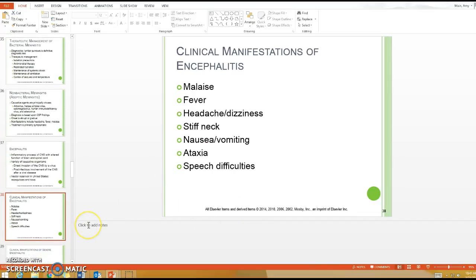So how does encephalitis present? A general feeling of malaise, not feeling good, a fever, headache, dizziness, a stiff neck, nausea, vomiting, ataxia, which is where the body's not doing what you want it to do, and speech difficulties. It doesn't sound that different from a meningitis, although these patients aren't quite as sick as the meningitis patient is going to be.